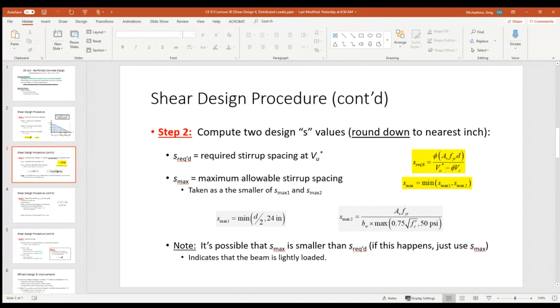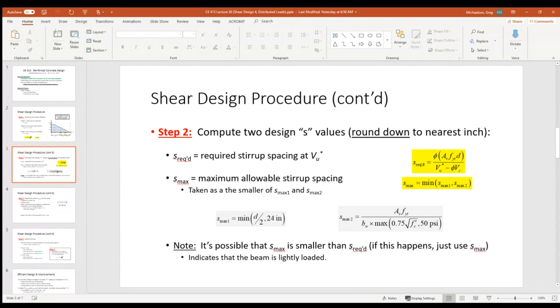I just tried to make it as direct and straightforward as possible for you as the students. So what you'll need to do is compute 2 S values: your S required, which is the required stirrup spacing at Vu star, and then S max, which is the maximum spacing. S required is a pretty simple plug and chug formula. You can see that above. S max is the minimum of S max 1 and S max 2, which are listed below.